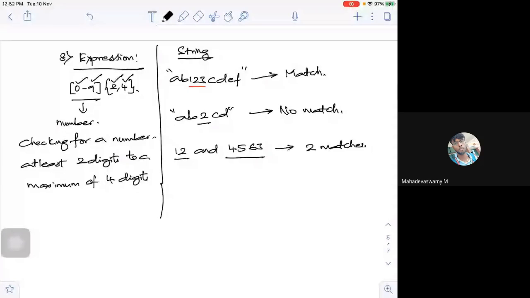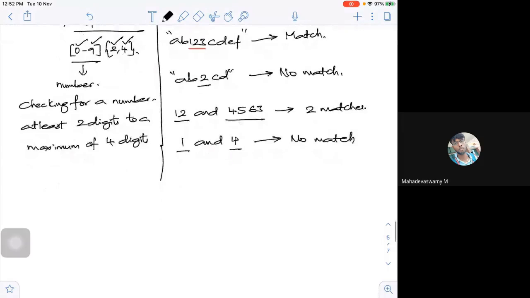Suppose I have something like this, 1 and 4 is my string. No match. I don't have any, it's a single digit, a single digit. I don't have any match. Or maybe if I put it as 2 and 48, I have one match. So like this, I can search for a particular letter or particular number in the string or in my word file or whatever it may be.